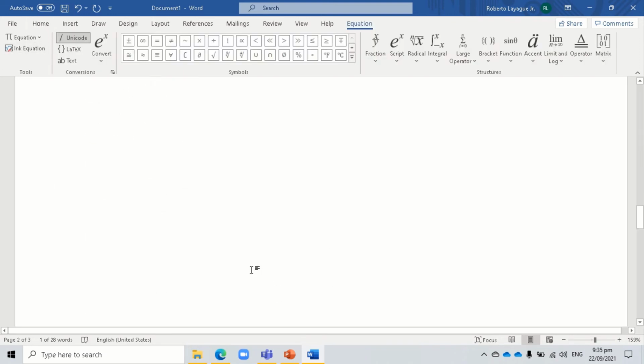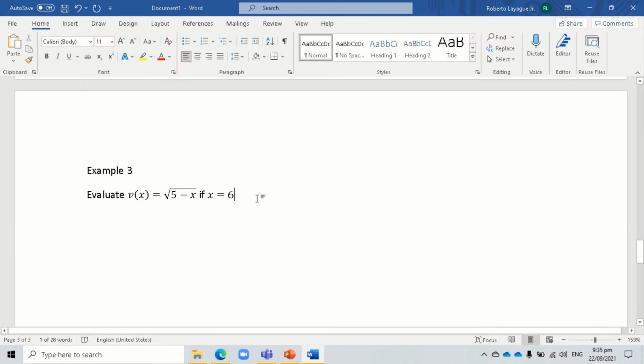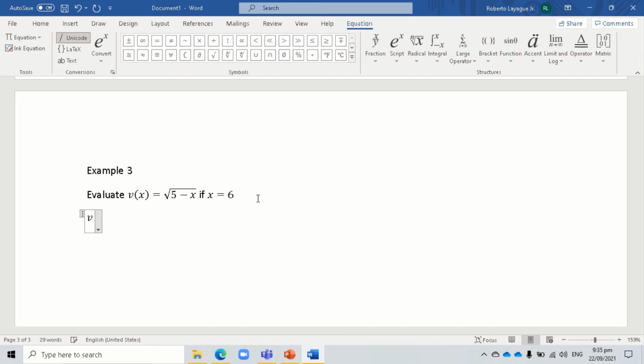Okay, let's have the last example. I have a radical function. So the radical function there is v of x. So I'm getting now the radical. Oops, there should be an equal sign there. So you have now the square root of 5 minus x. And we want to input now our 6 as a value for x.